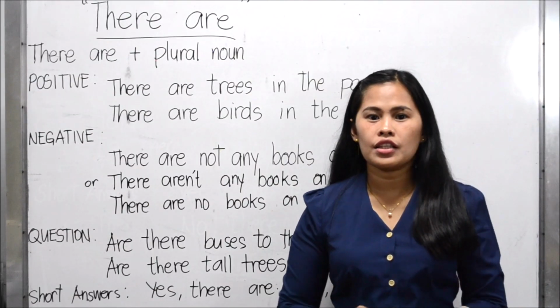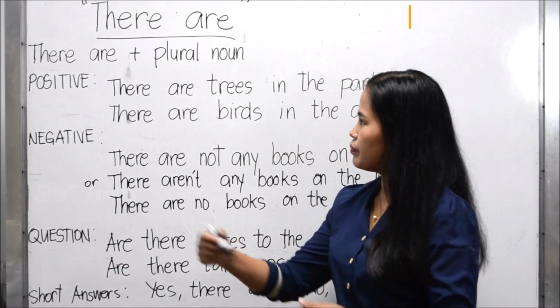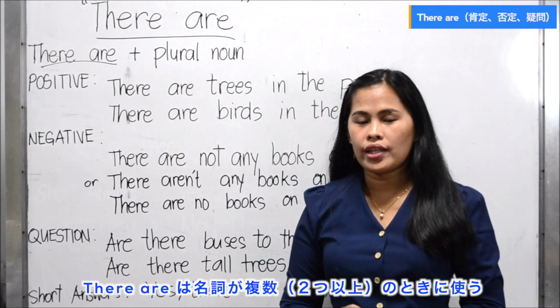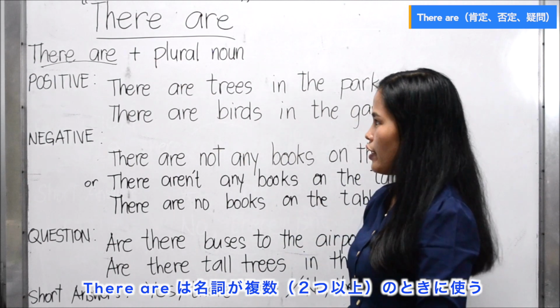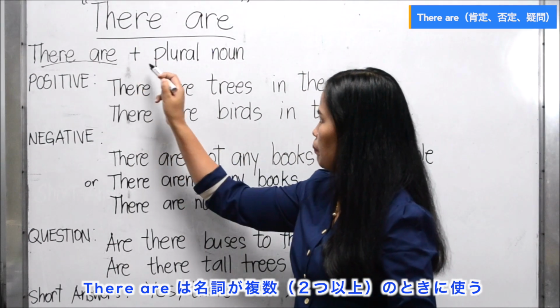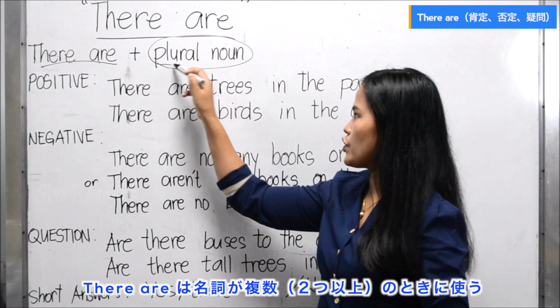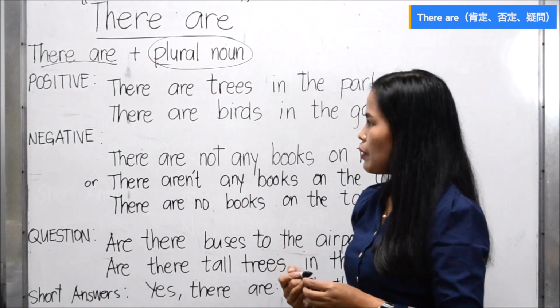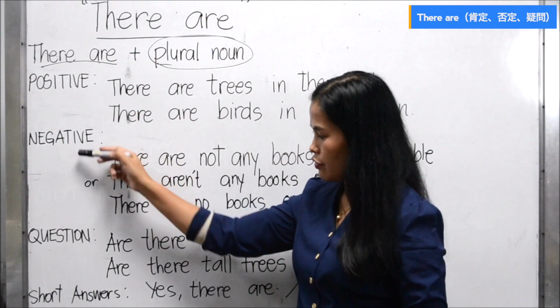Okay, now let's look at there are. We use there are when the noun is plural. So we have here there are plus plural noun. Again, plural means two or more. Now let's have examples in the positive, negative, and question.